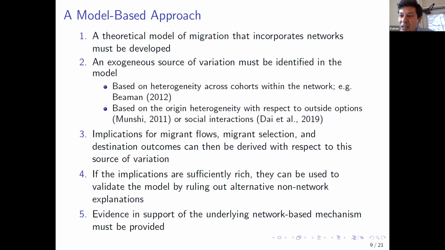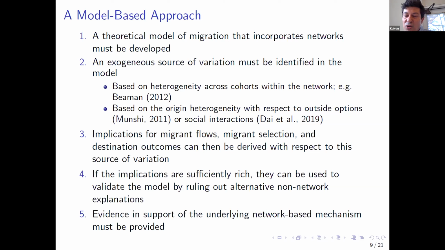And in all of these cases, what you're using is some kind of exogenous variation that can be then linked to this model that you're working with. And what you want to do is to derive the relationship between that exogenous source of variation and outcomes like migrant flows, migrant selection, and destination outcomes. And then you want to actually test those implications.